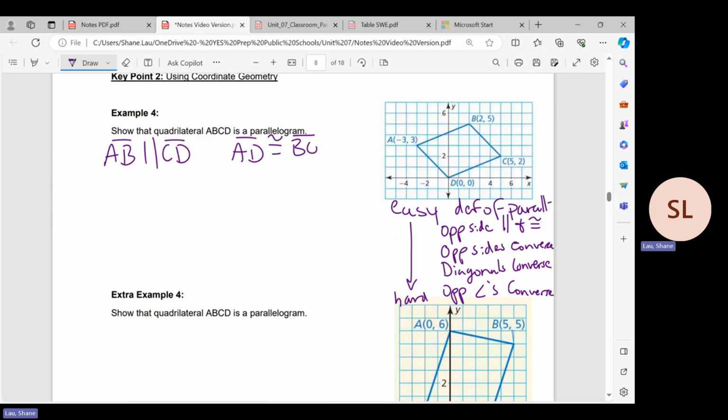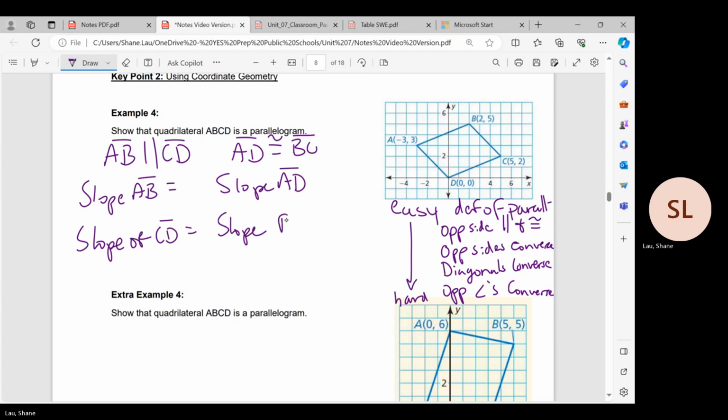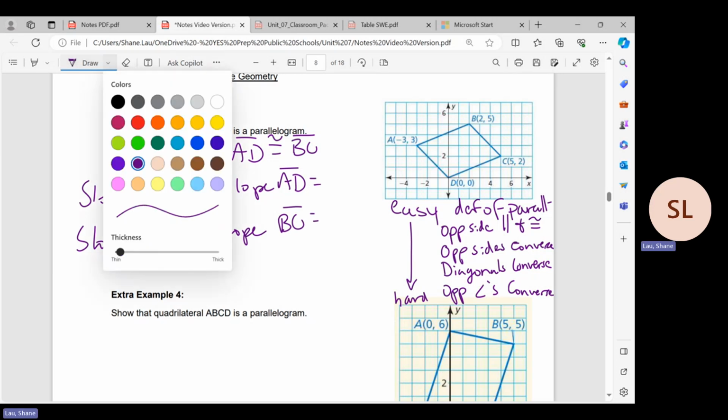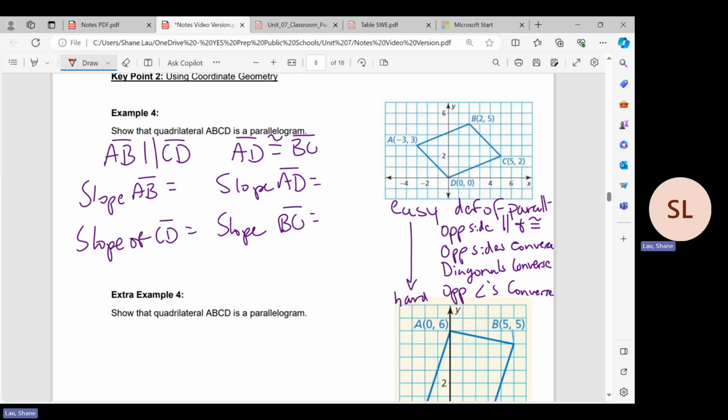So in order to prove this, we have to say slope of AB, slope of CD, slope of AD, slope of BC. And we're going to find our slopes. Of course, you can use the formula, but I know a lot of us don't like using the formula. We just like to say rise over run. So I'll show it as rise over run.